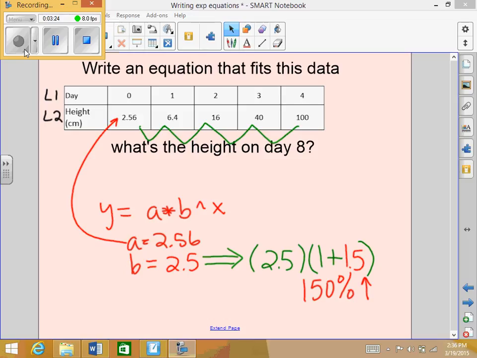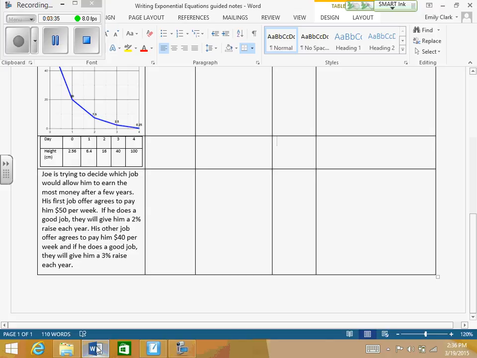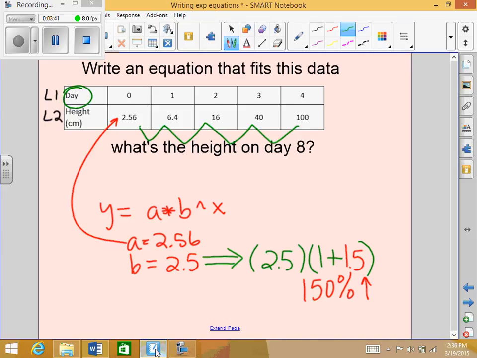And then we're trying to identify what the exponent is calculating. And as we talked about yesterday, it's measuring time, and in this case, the exponent is measuring days. How do you know that? Because it says so right here. It says days. All right, let's do the next problem.